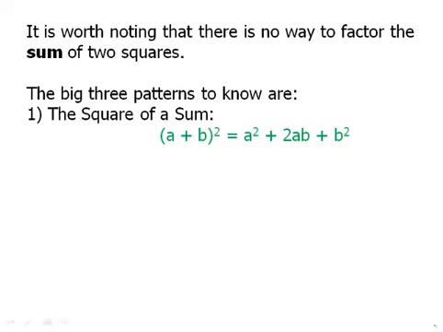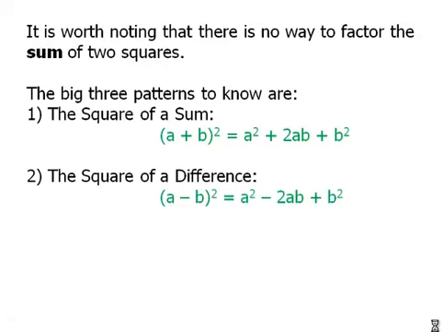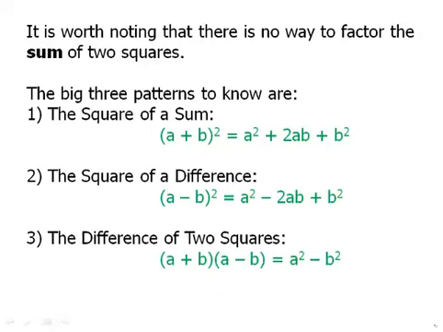The big three patterns to know are the square of a sum, a plus b squared equals a squared plus 2ab plus b squared. The square of a difference, a minus b squared is a squared minus 2ab plus b squared. And then the really important one, the difference of two squares, a plus b times a minus b, is a squared minus b squared.